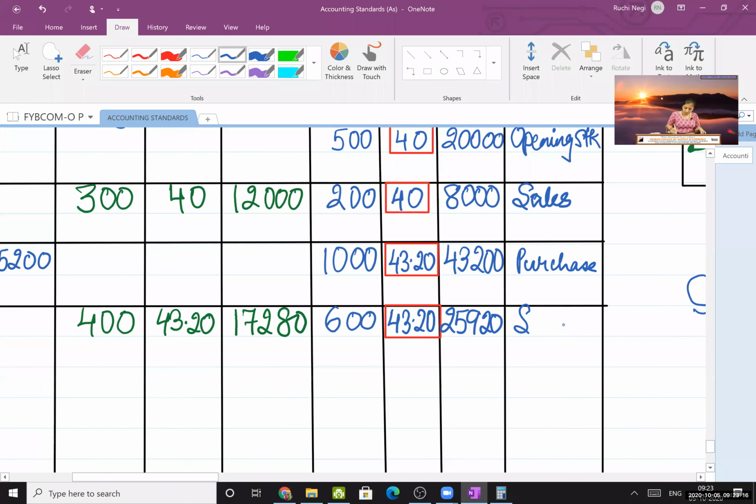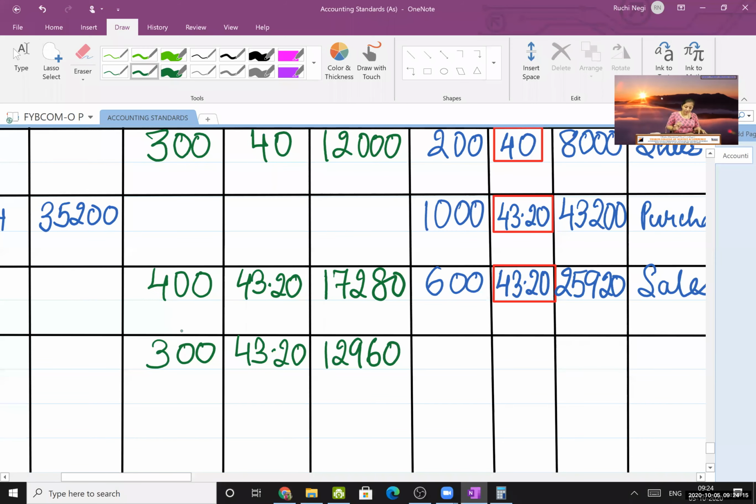Next, 8th is done. Next, on the 12th there is a sale of 300 units. Ignore the selling price for the purpose of stock registers. So on the 12th, how much are you selling? 300 units. So right here, 300. What is the rate? 43.2. Sell it at the rate 43.2. So 300 into 43.2 is how much? 12,960.